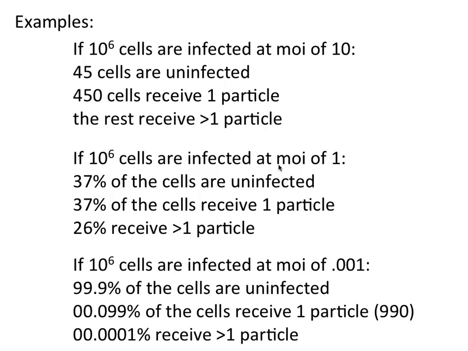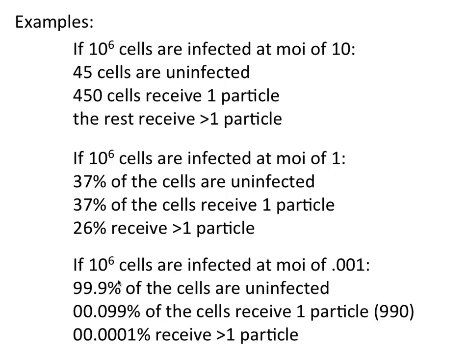Infecting 1 million cells at an MOI of 1, 37% of the cells are uninfected. So about a third of the culture is uninfected, and the rest are infected, getting one or more particles. So here you could do a multi-cycle growth curve. You would have an initial production of virus from these infected cells here, but 37% of the cells would be uninfected. They would get virus on the next cycle.